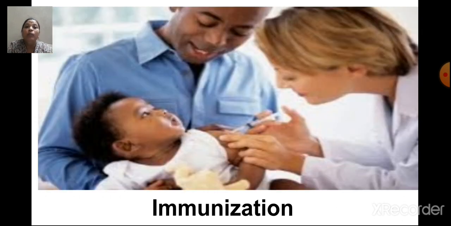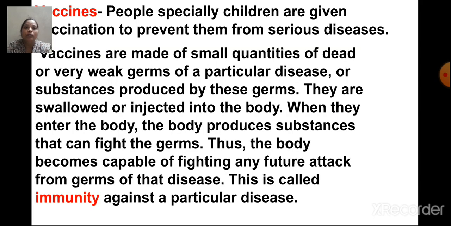Now, immunization. What is immunization? In this picture you can see, what is it? Yes, a small child is getting a vaccine. So, vaccines are what? People, especially children, are given vaccination. We see that children have their doses of vaccination. So, it prevents them from serious diseases.